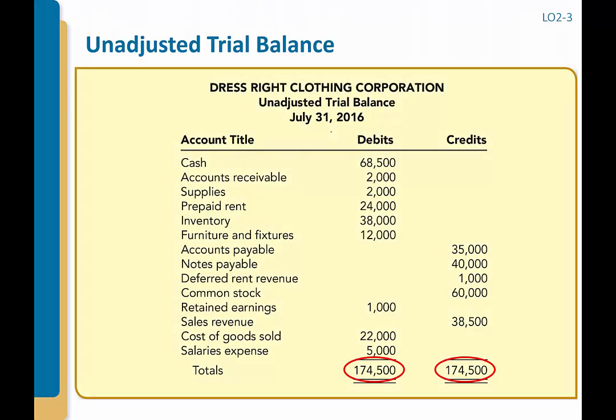So here we have our unadjusted trial balance with our debits equaling our credits. The accounts are usually listed in order by number. Cash is usually first because it always starts with a 1. In our case here, it's a 100. And it lists all accounts, the debits and the credits.